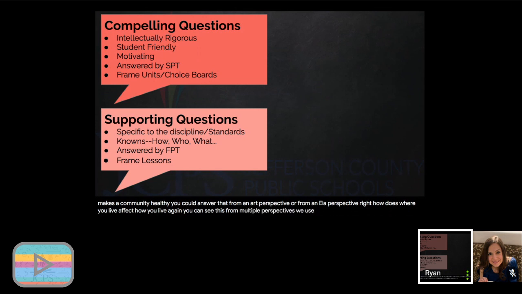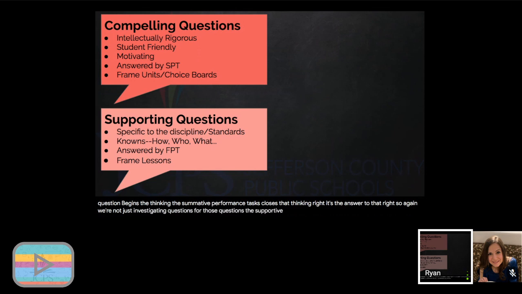We use compelling questions to frame units, or in this case, choice boards. And it's the compelling question's job to get students ready, right? And that question is answered by summative performance tasks, right? So again, these questions are not just ornamental. If a compelling question begins the thinking, the summative performance task closes that thinking, right? It's the answer to that, right? So again, we're not just investigating questions for those questions' sake, we are actually doing something with them.